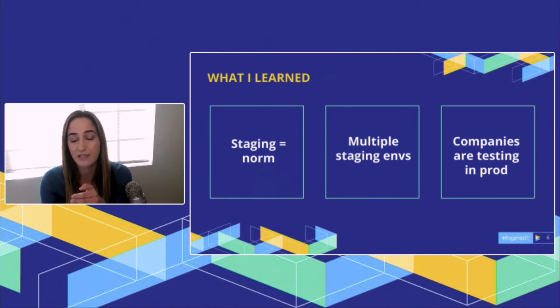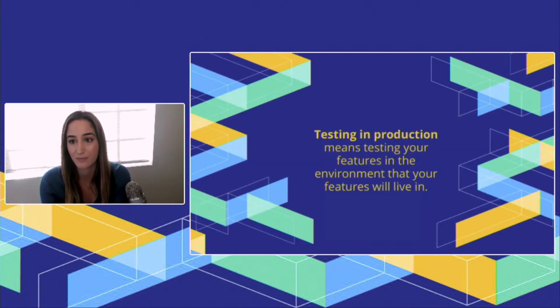So the first is that it's the norm for companies to use staging environments, especially companies that are still waterfall. Most companies have more than one staging environment, and big name companies like Google, Facebook, Netflix, and Twitter all test in production. And when I heard this, test in production, I thought, what is this? How is this possible? I've never heard of this practice before.